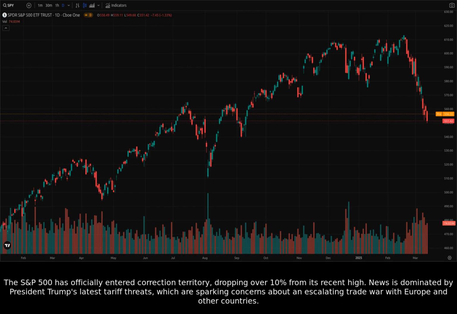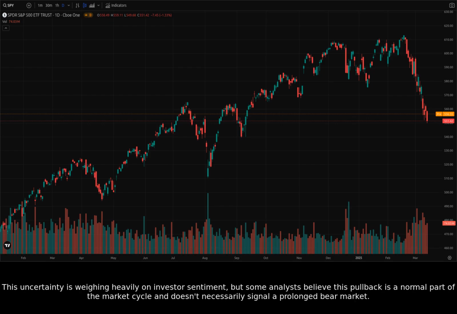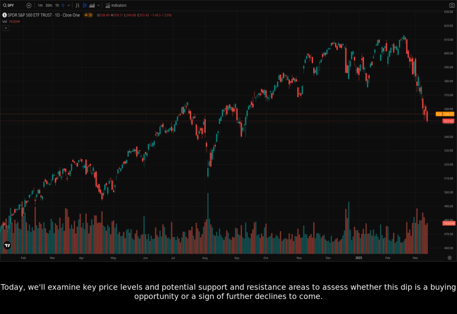News is dominated by President Trump's latest tariff threats, which are sparking concerns about an escalating trade war with Europe and other countries. This uncertainty is weighing heavily on investor sentiment, but some analysts believe this pullback is a normal part of the market cycle and doesn't necessarily signal a prolonged bear market. Today, we'll examine key price levels and potential support and resistance areas to assess whether this dip is a buying opportunity or a sign of further declines to come.